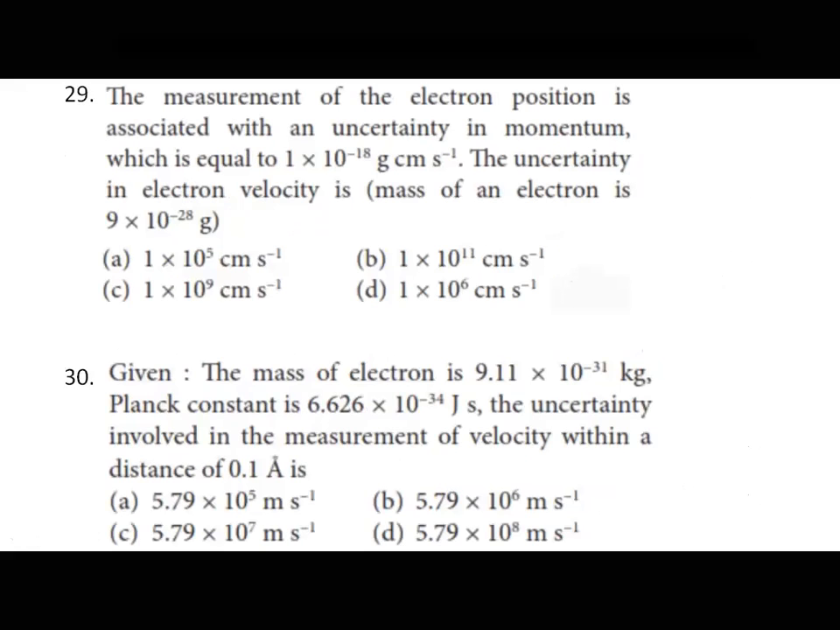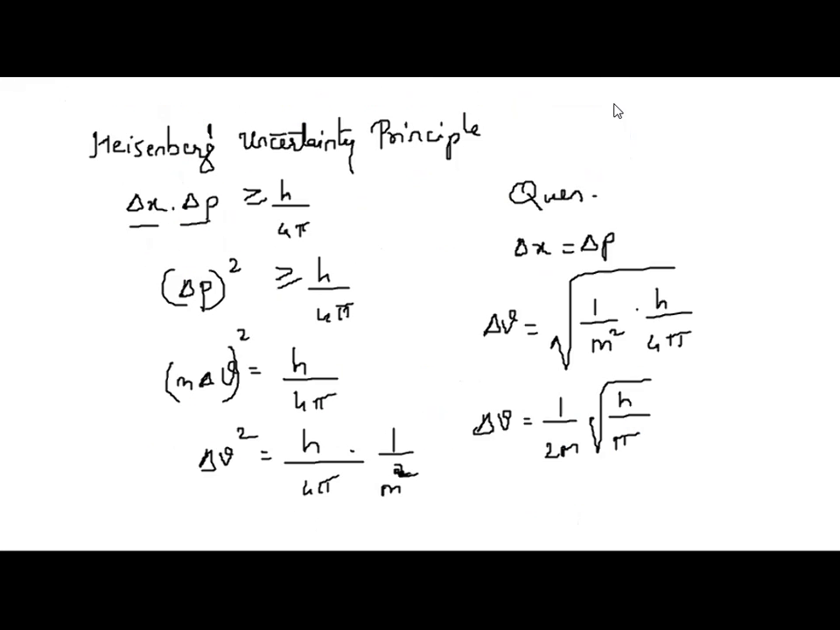Next, the measurement of the electron position is associated with an uncertainty in momentum which is equal to 1 into 10 raised to minus 18 grams centimeter per second. So this is the uncertainty in momentum. The uncertainty in electron velocity is... again, a question on Heisenberg uncertainty principle. So what does it say? They have given the uncertainty in momentum.